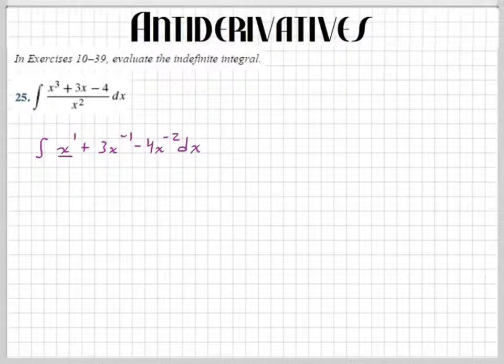So let's do the first term. We add 1 to the 1 and then we divide it by whatever you get, which is going to be 2. So it's going to be x squared divided by 2.